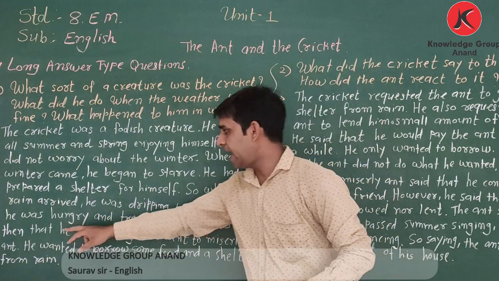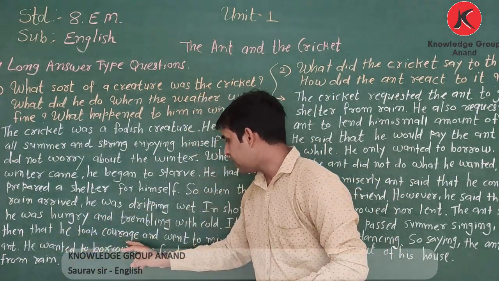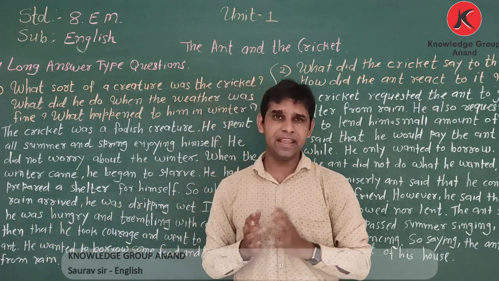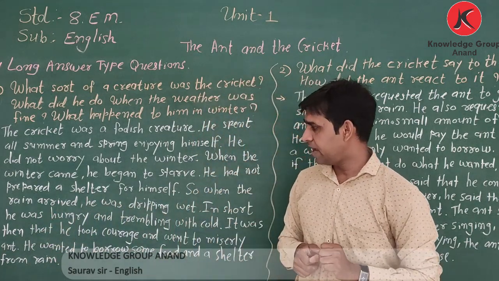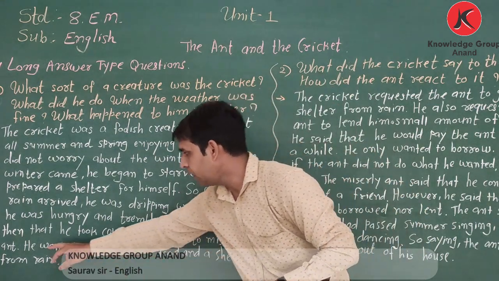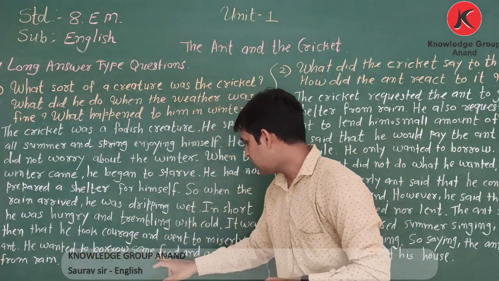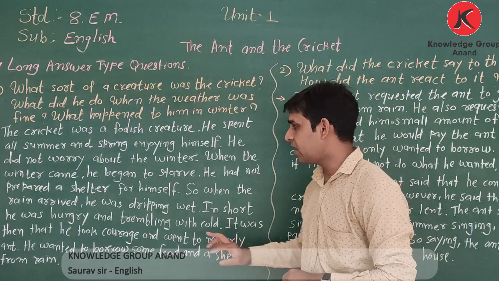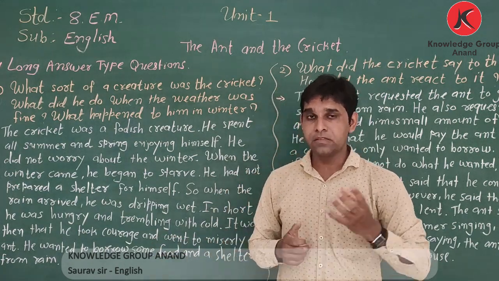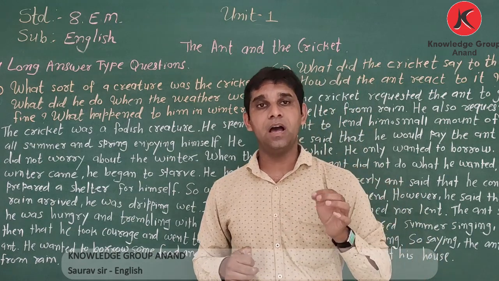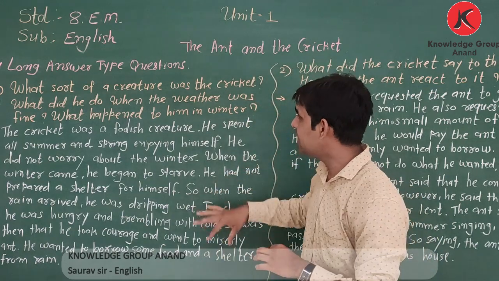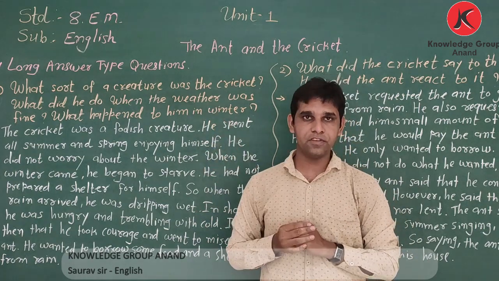It was then that he took courage and went to the miserly ant. He had some courage and went to the ant's house. He wanted to borrow some food and a shelter from the rain. And the cricket wanted what? Some food and shelter from the rain, and said so to the ant. So this is the answer to the first question.